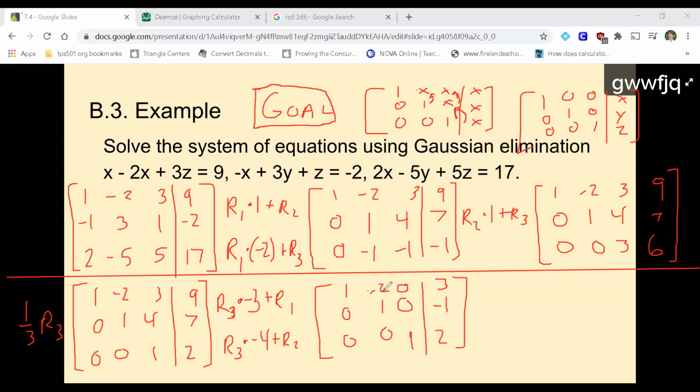The last thing I need to change is I need this -2 to become a 0, and I'm going to use row 2 to do that. So I'm going to take row 2, multiply it by +2, and add that to row 1.